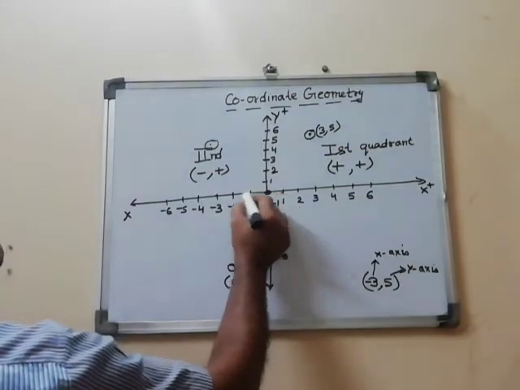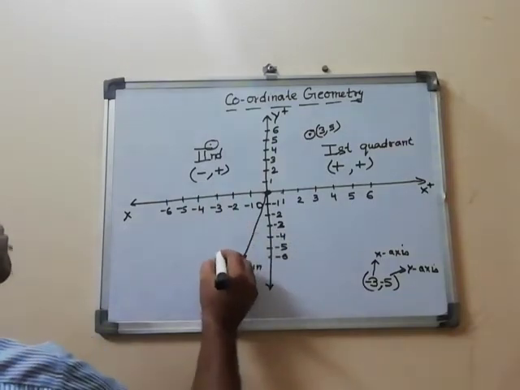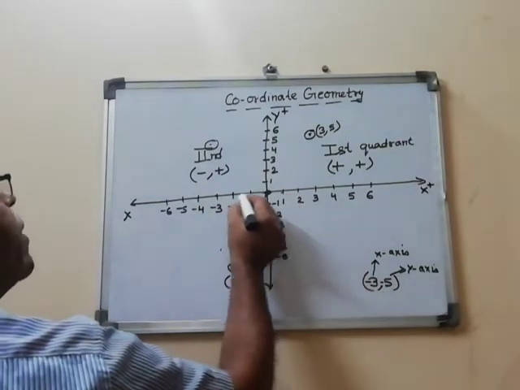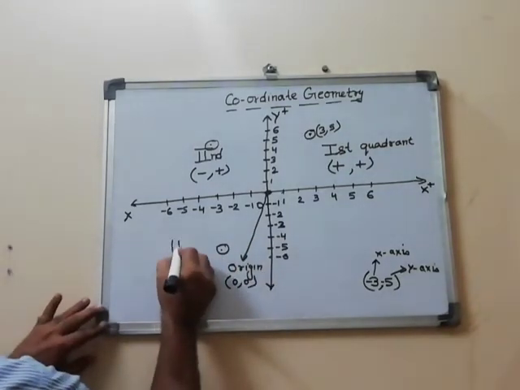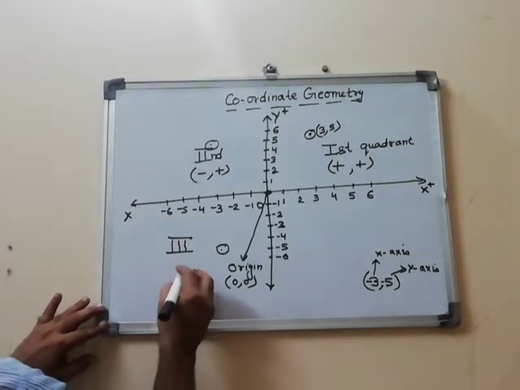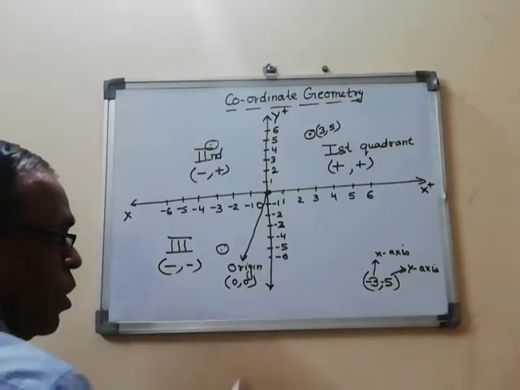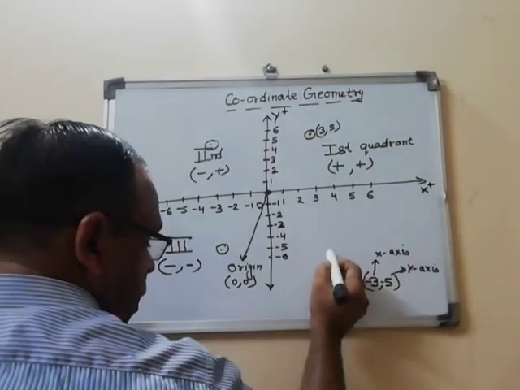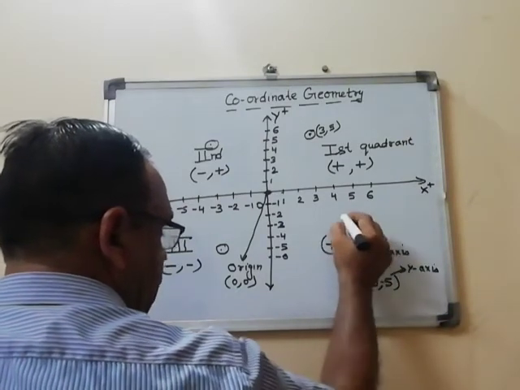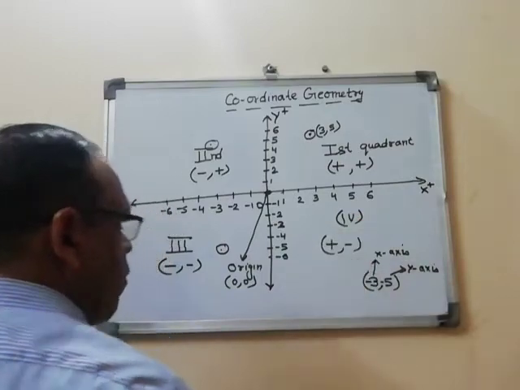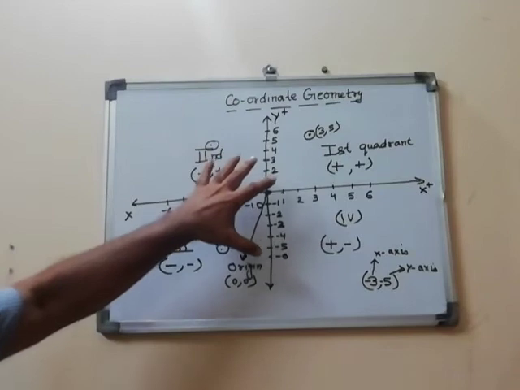Then first value negative, minus 3, minus 5. You can see that. First value minus 3 on x-axis, then minus 5 on y-axis. This is third quadrant, and in third quadrant you can see that both values are negative. If the first value is positive and the second value is negative, that means it is fourth quadrant. So these four quadrants are there. This is called Cartesian plane.